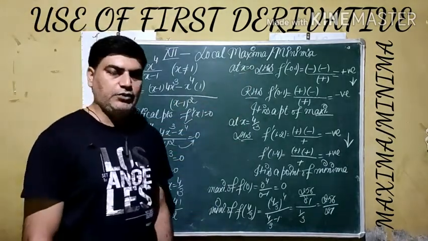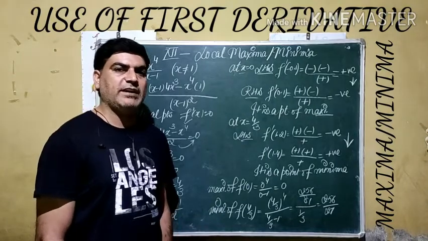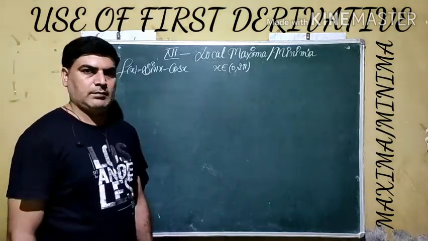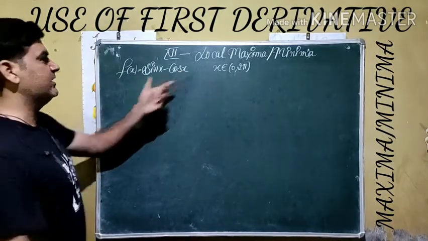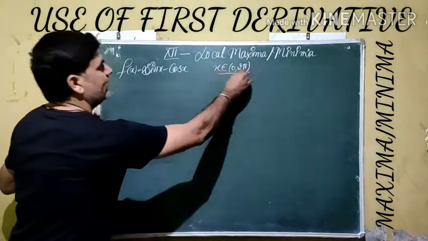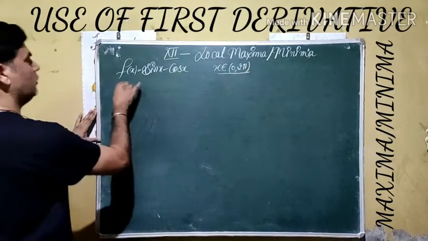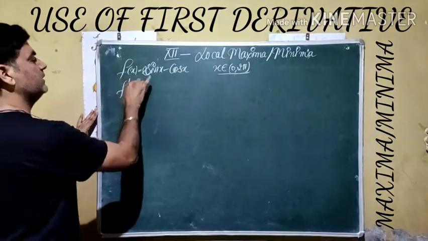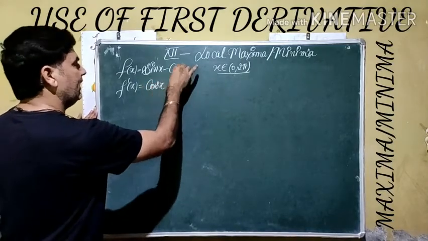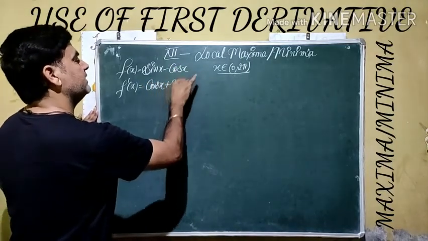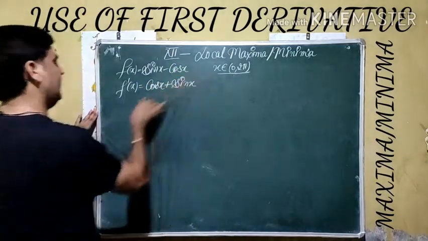Now we will continue with another example of a trigonometric function case. The function given is sin x minus cos x, a trigonometric function, on the open interval 0 to 2 pi. So our first step to apply the rule is to take the first derivative. The derivative of sin theta is cos theta and the derivative of cos theta is minus sin theta. So the sign changes.